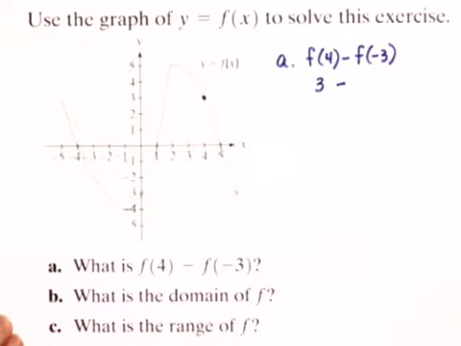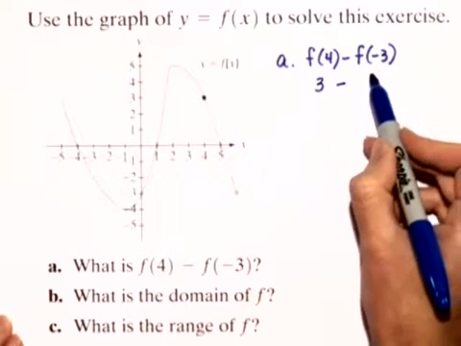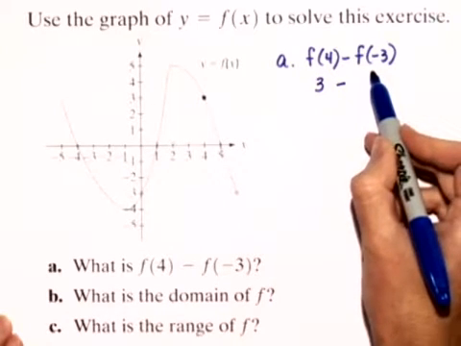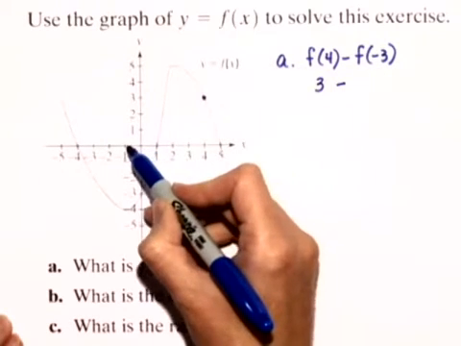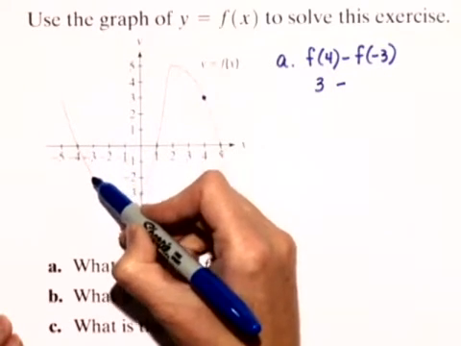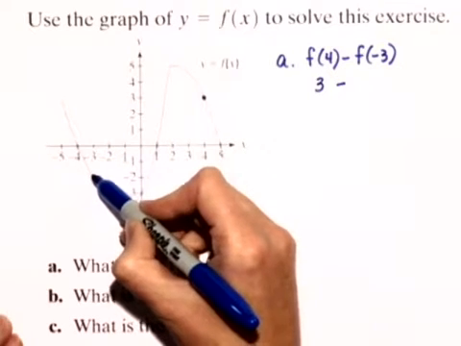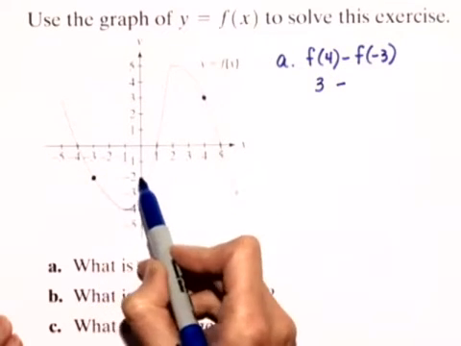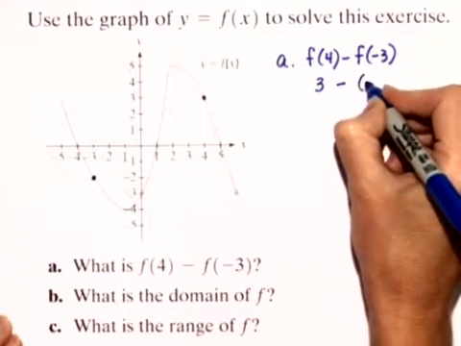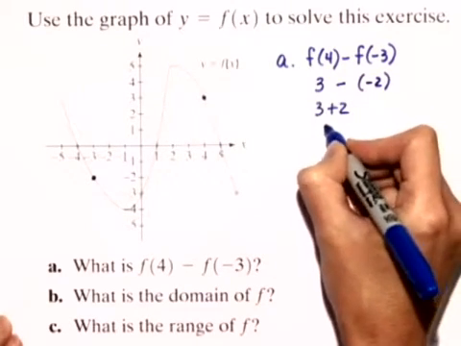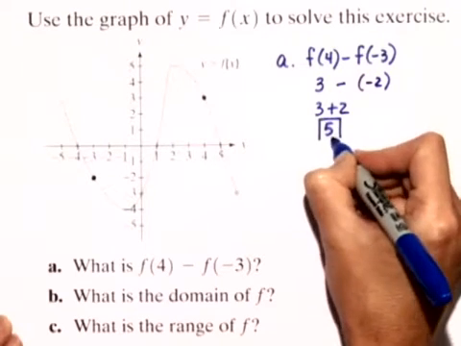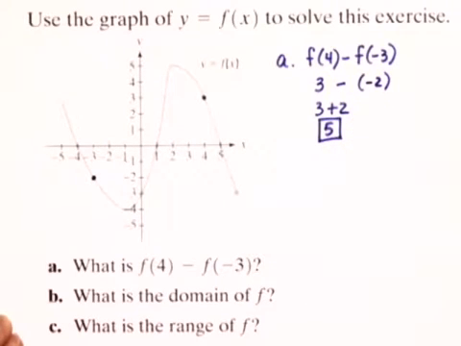again, we need to calculate f of negative 3 by looking at the graph. f of negative 3 really means what is the function value or the y value when x is negative 3. Well, let's look on the graph. When x is negative 3, go down to the graph, find the y value, and the y value we can see is negative 2. So we have 3 plus 2, or 5. So we can say f of 4 minus f of negative 3 is equal to 5.